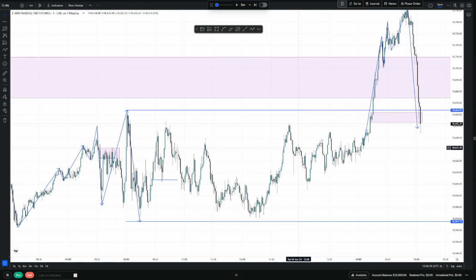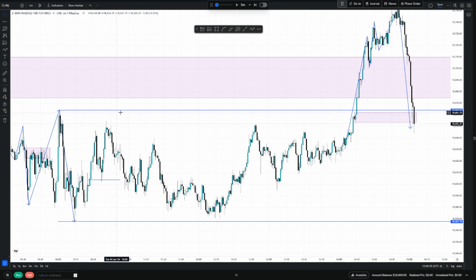But I do want to pay attention to the 1 minute. So our 1 minute structure didn't break until here, right? Because we were stuck in this 1 minute range. I'd like to stick to the 1 and the 15-minute structure and use them in confluence with each other.